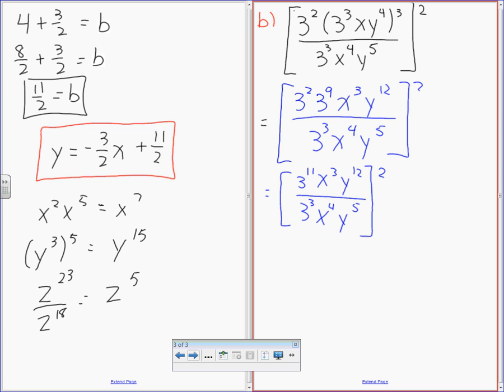Are we okay where the 11 came from? Oh, I see a blaze of nothing here this morning. Yes? 2 plus 9, good. Like the 3s were the same, you just add the exponents.